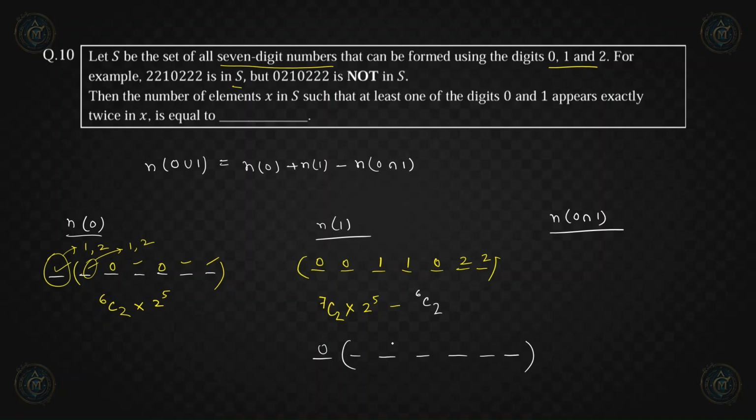So let's say I place 1 here and 1 here, okay. Then we have how many places left? We have 1 2 3 4 places left, and for these 4 places we have again two options each, that means 2 to the power 4, right? So this will be our n of 1. Now coming to this n of 0 and 1, again we have 7 places to fill, and then we have two zeros and two ones, right?